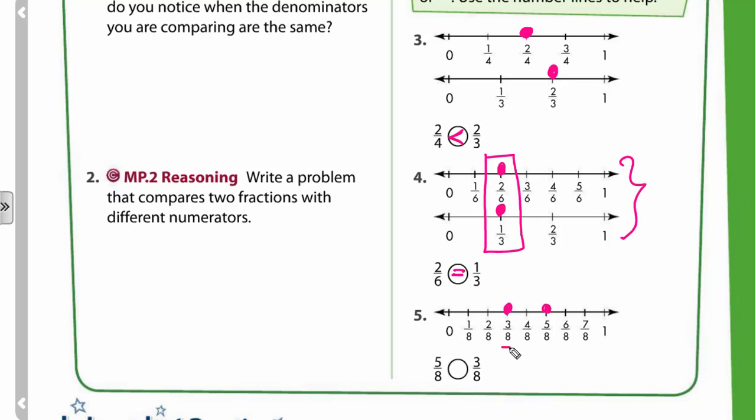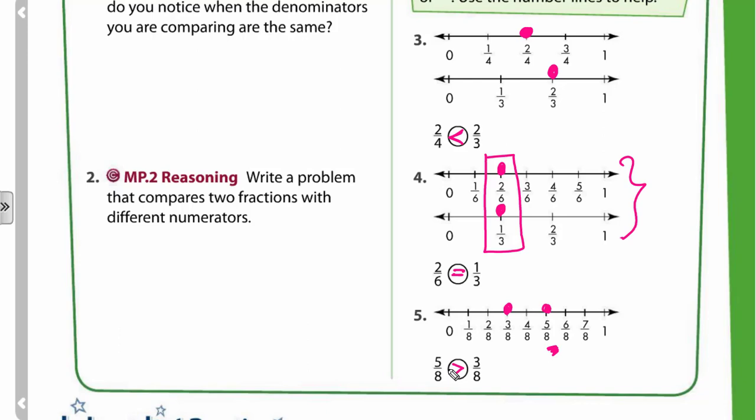3/8 is to the right. 5/8 is to the right. Yes, so 5/8 is greater than or less than or equal to 3/8. Greater than. Thank you, my hero.